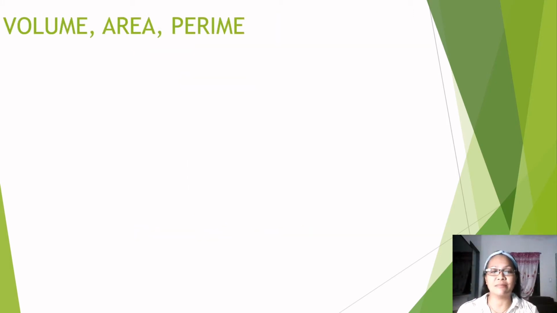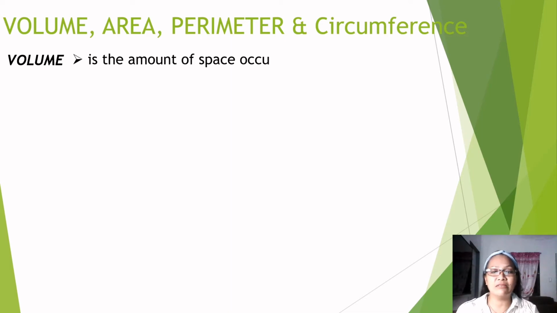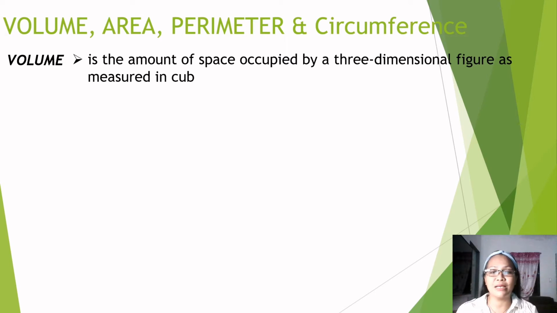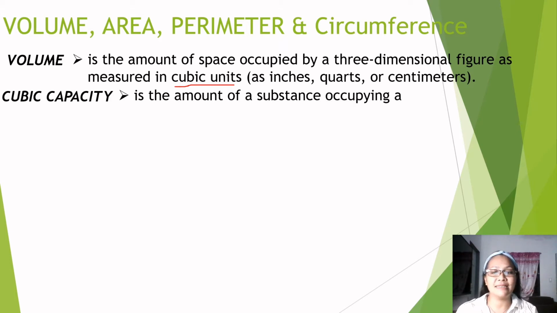Our lesson for today is about volume, area, perimeter, and circumference. We need to define first those terms. Volume is the amount of space occupied by a three-dimensional figure as measured in cubic units, as inches, quarts, or centimeters. So when we say cubic units, the unit is raised to the power of 3. Cubic capacity means it is the amount of a substance occupying a particular volume.